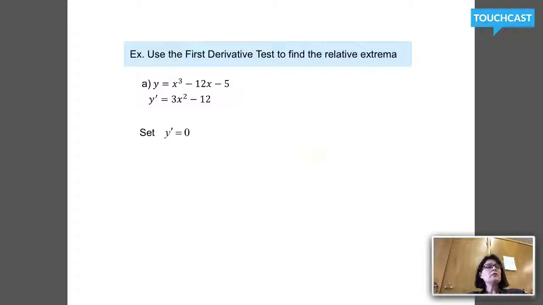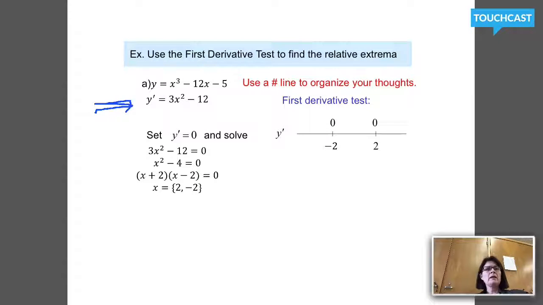There we go. So I'm going to need to find the critical points. To find critical points, I need my derivative to equal 0. So I start by finding the derivative. Make 100% certain you find the derivative, and label it as such. So if y prime is 3x squared minus 12, I'm going to set y prime equal to 0 and solve for x. So 3x squared minus 12 equals 0.